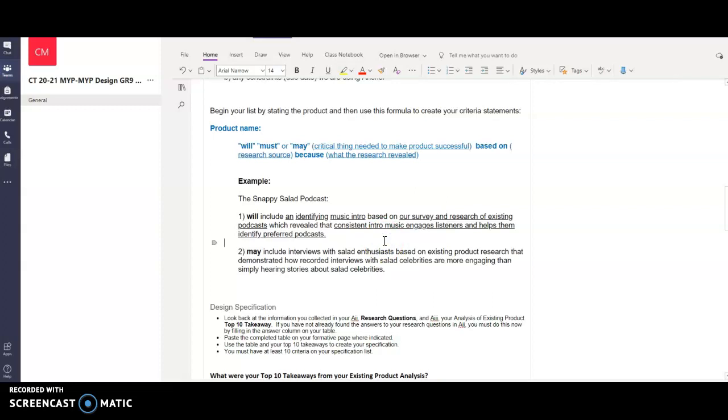I didn't require that last unit. You did it, and I gave you thumbs up, I think, if you did. Now this unit, you have to say why. What was revealed in your research that proved this?